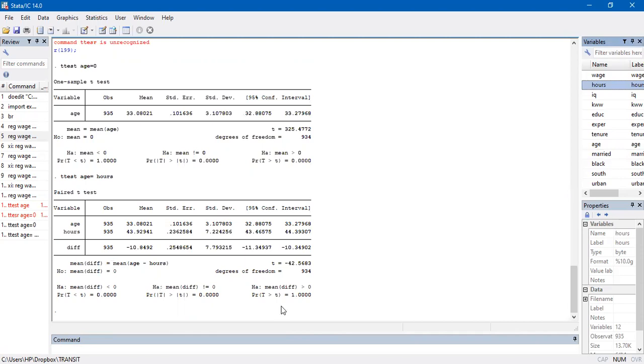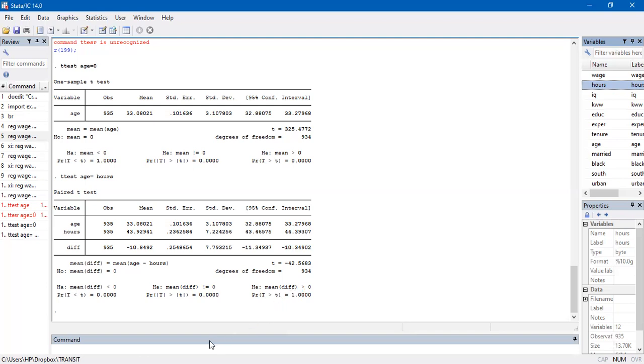Then for the alternative, we can have all the alternatives. The first one, the alternative is that the difference in means is less than 0. You use your decision rule here, we reject the null hypothesis. Then this is the two-tailed, that is not equal to 0. We reject the null hypothesis. But here, greater than 0, we fail to reject the null hypothesis. So here the difference in means cannot be greater than 0. Is that okay? Yes. Okay.